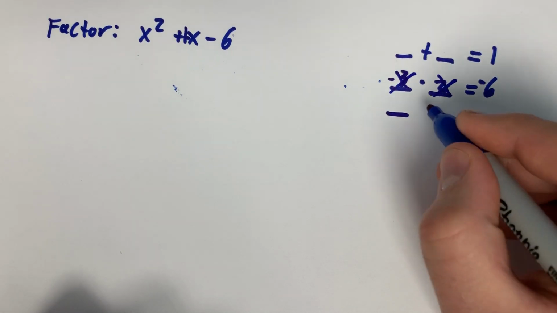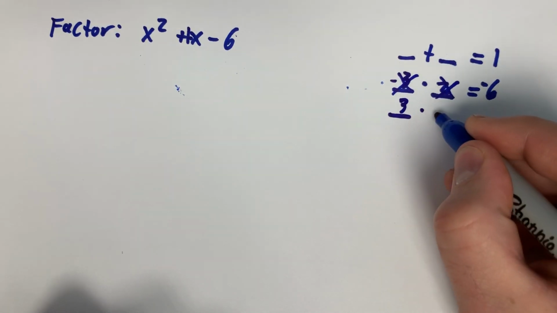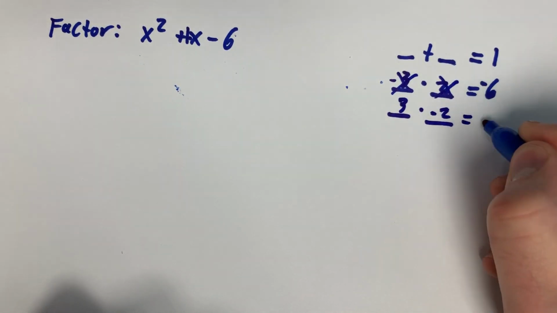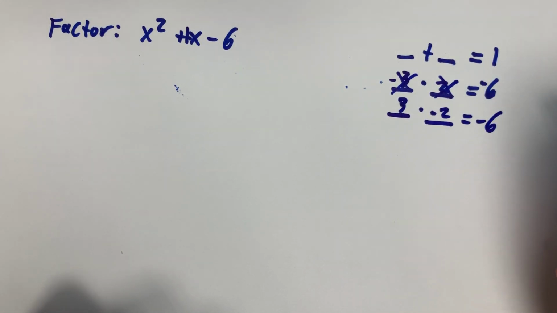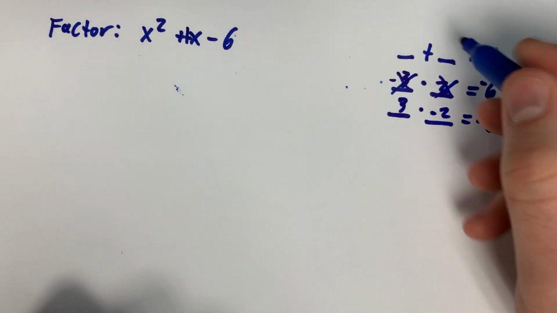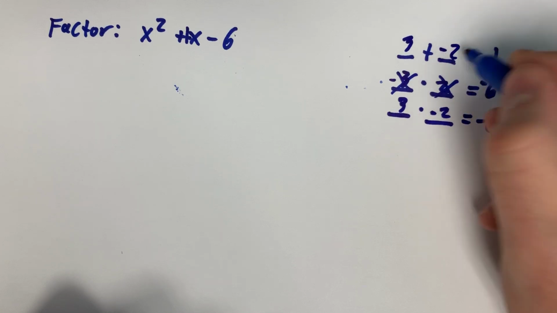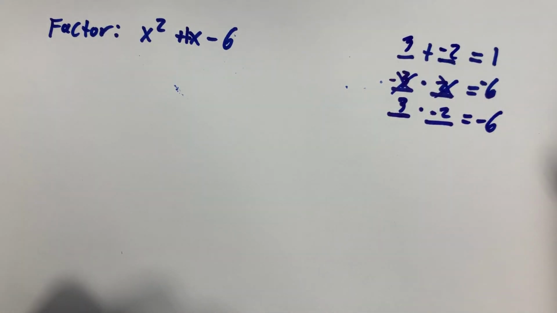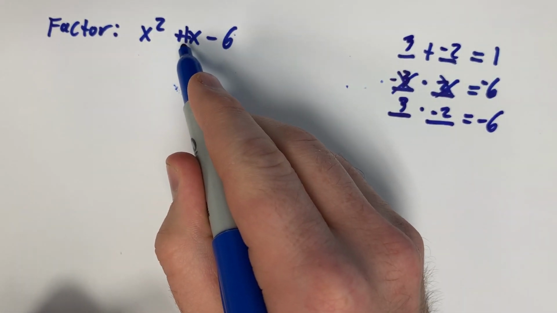Maybe if I tried 3 and minus 2, that gives us negative 6 when we multiply them. And when we add them, we actually get what we're looking for. So that gives us exactly 1. And that's our second coefficient here.